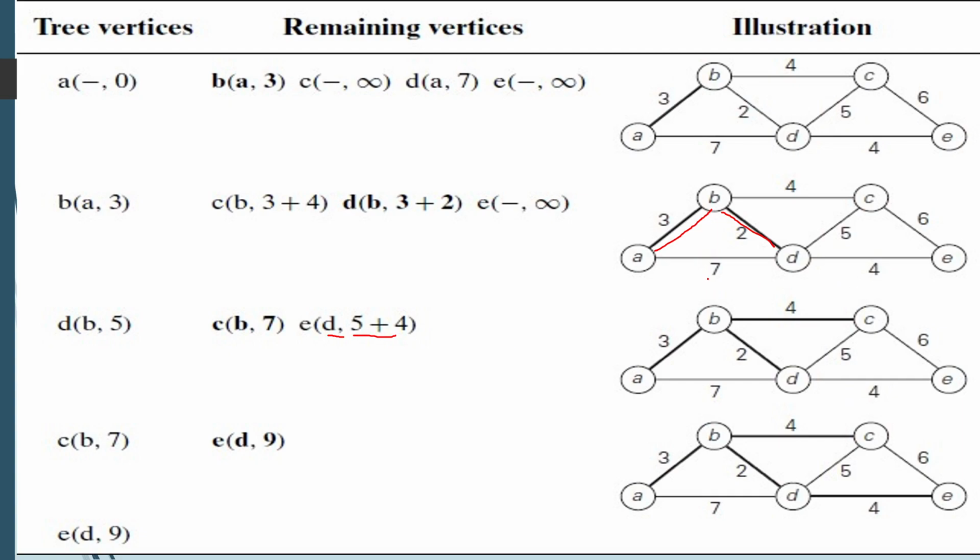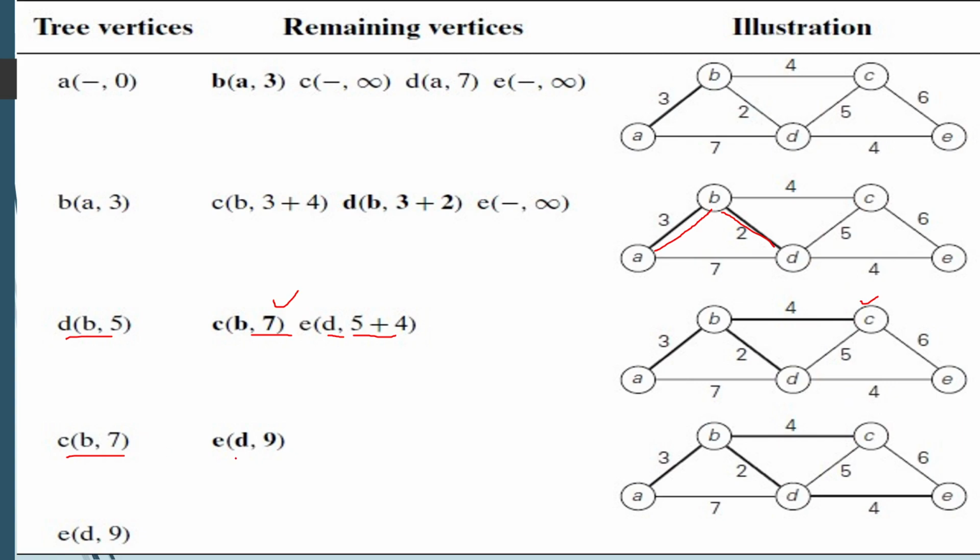Okay, one more path is there, 7 and 4, but already you got the solution that A to D, 5 is the shortest distance. That's why you listed it here. So that's why D equal to 5, and D comma 5 plus 4. So among these two, which one is minimum? Once again, 7 is the minimum. So this is the next path you got as a solution, that is A to B and B to C. Now you got the path from A to C with the minimum distance as 7. That one you listed here.